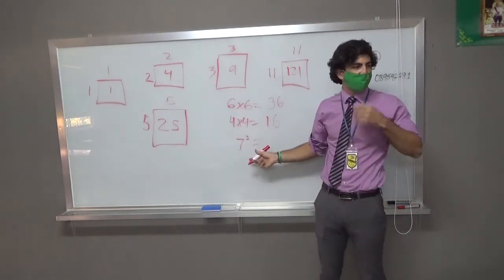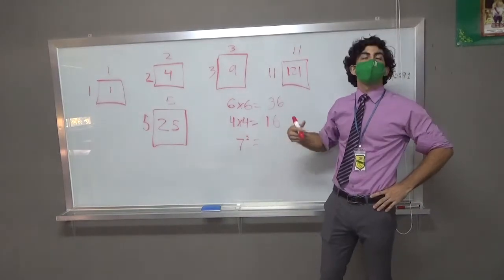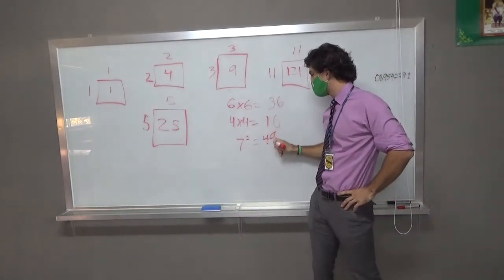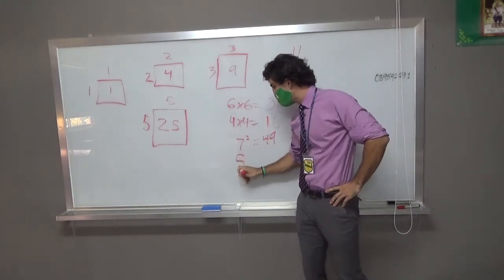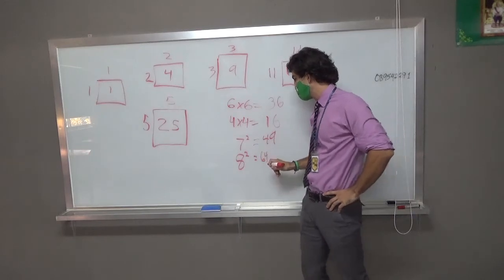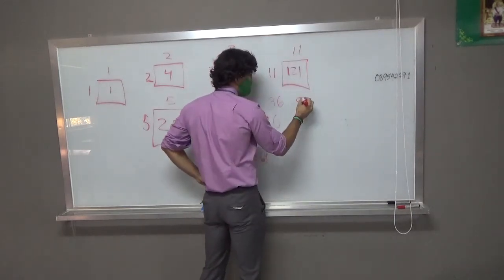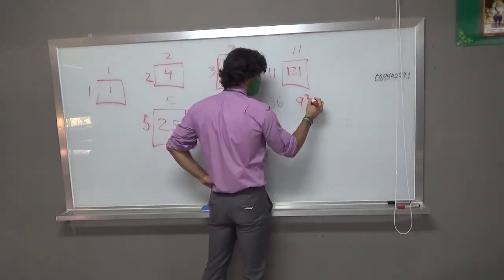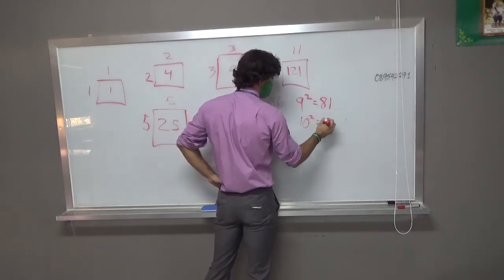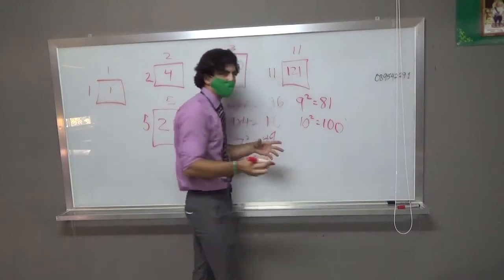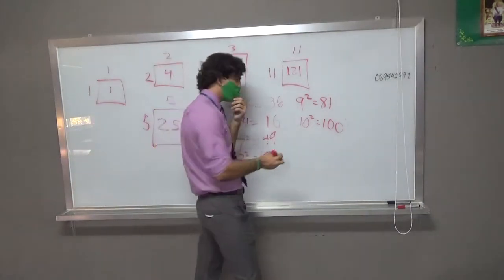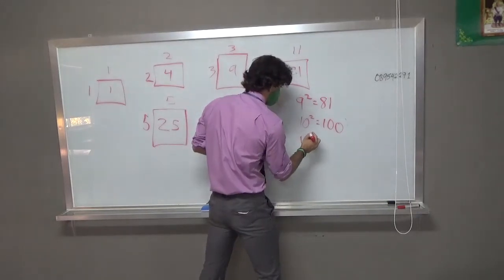So what's 7 times 7? 49. So another way to say that is 7 squared is 49, right? Good. What is 8 times 8? 64. Alright, you guys know 9 squared? 81. 10 squared? 100. What about 11? 121. Do you know 12? 144.